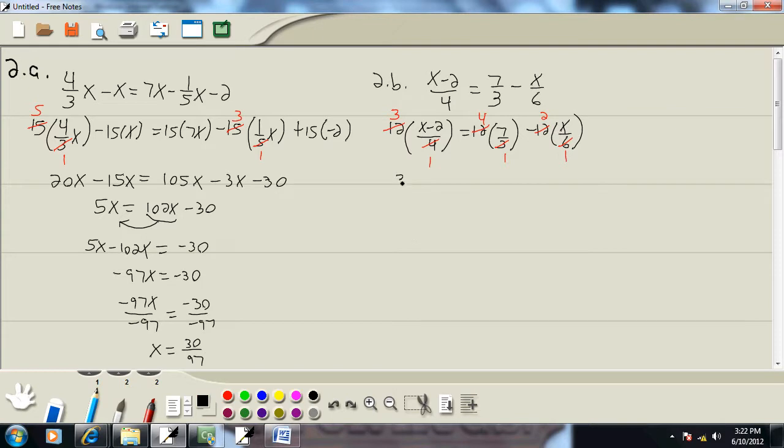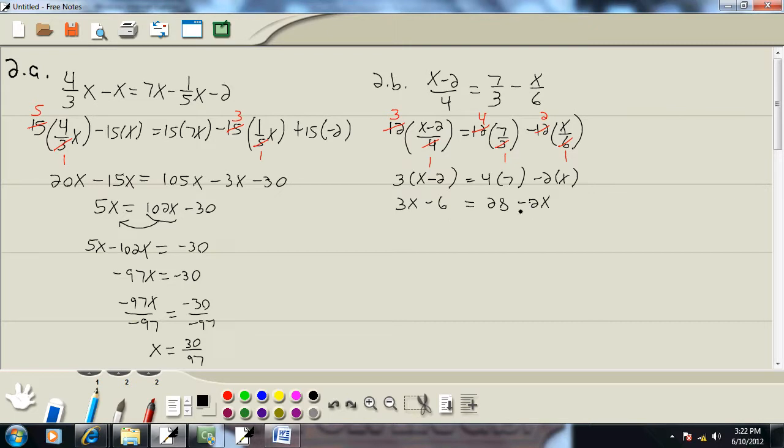And let me write down what I have left, and then I'll multiply it through. So I got 3 times x minus 2 equals 4 times 7 minus 2 times x. Well, 3 times x is 3x. 3 times negative 2 is negative 6. 4 times 7 is 28. Minus 2 times x is minus 2x.